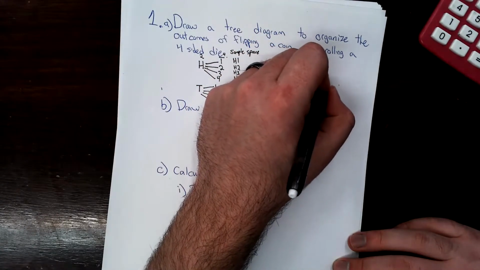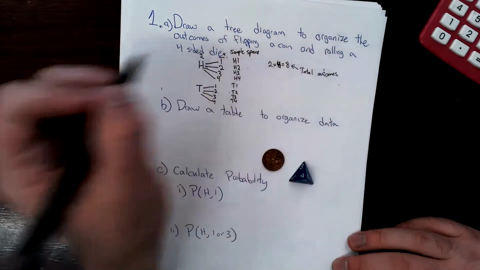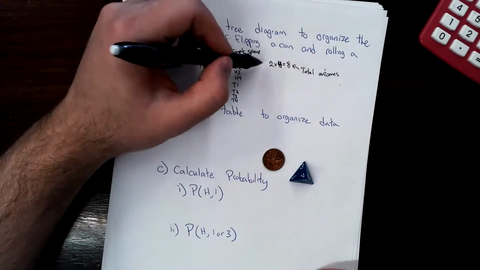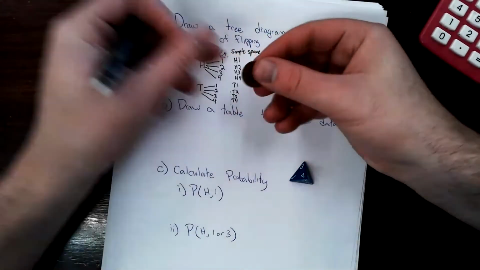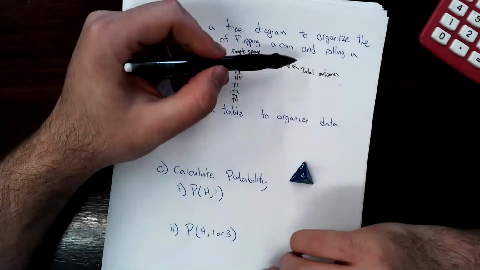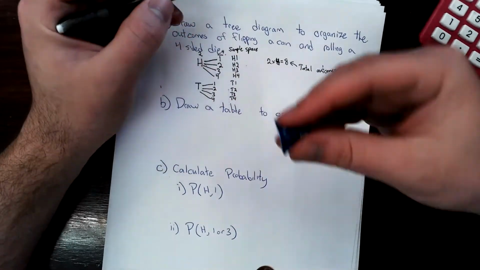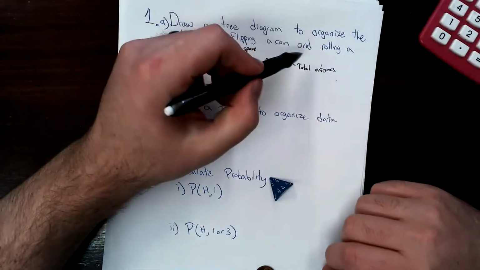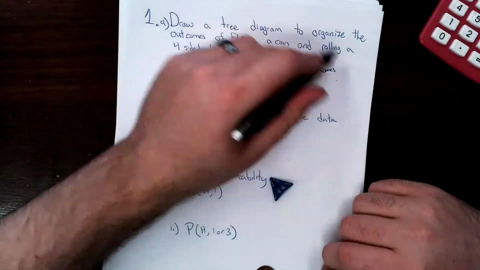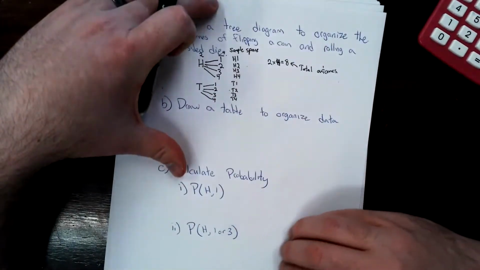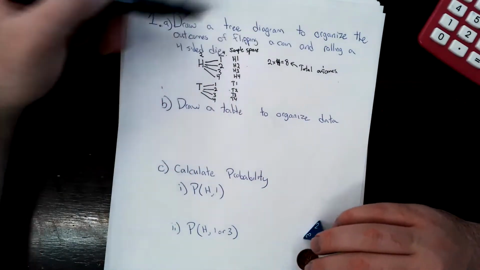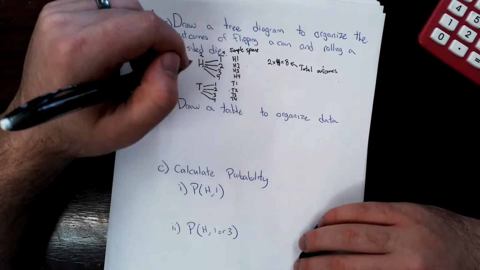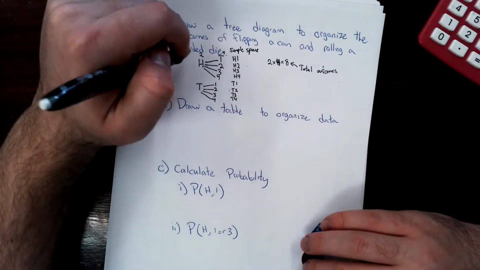And this should all be review from grade 7, but we're looking at 2 times 4 because there are 2 possibilities with this, a heads and a tails, and times 4, 4 possibilities here, 1, 2, 3, and 4. So 2 times 4 is equal to 8. That shows us total outcomes or total sample size. So a tree diagram is the first way, and that's really handy if you have more than just 2 events. The second way is to draw a table.